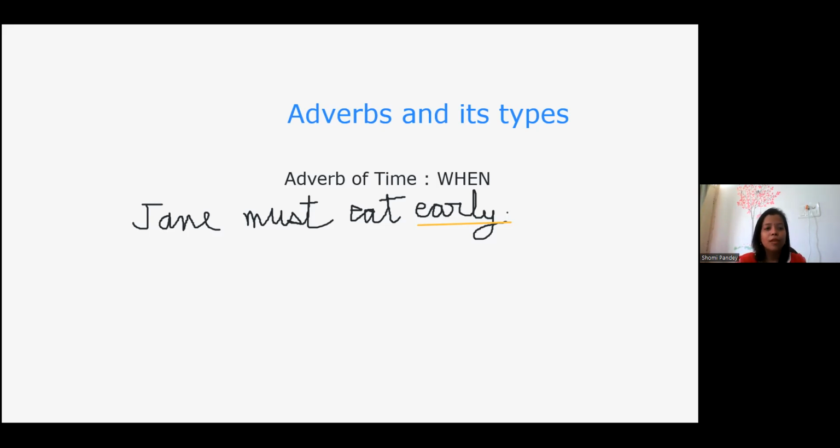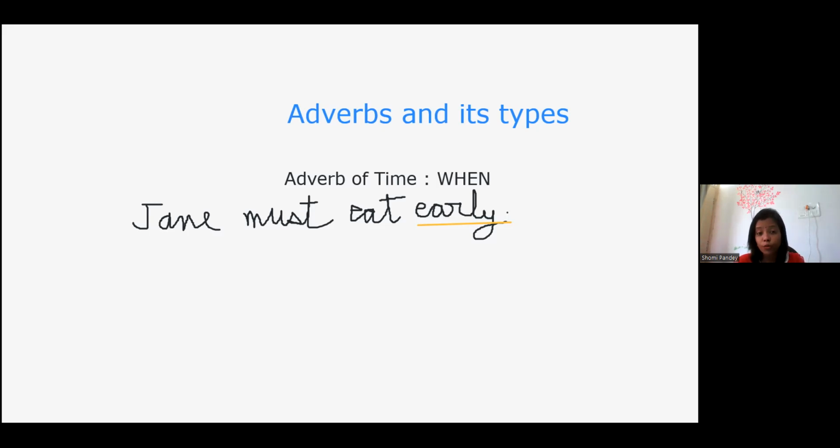You must have seen that I have shared a whiteboard which is very much visible on my screen, and I have written adverbs and its types. The very first type we are talking about is the adverb of time, which generally gives you the answer to the question when. My example here is, Jane must eat early.